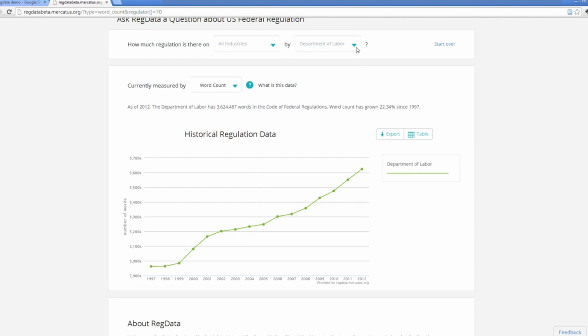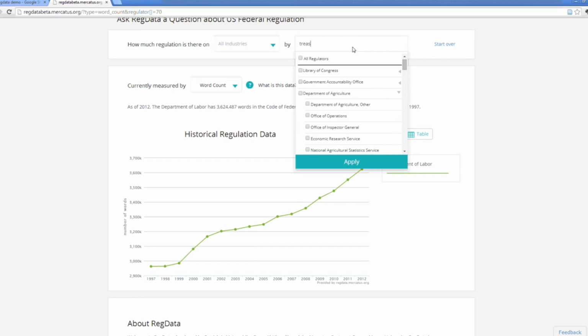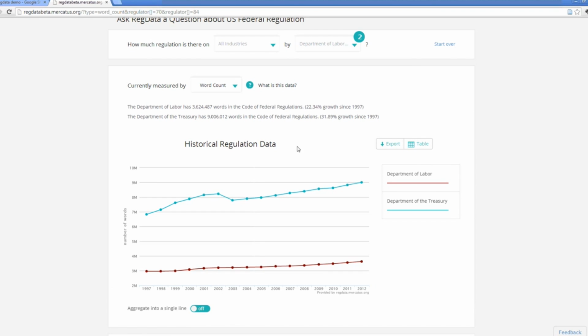Let's pick one more department, one that's more interesting. Department of the Treasury. So you can also type into this box. You couldn't see it, but I just typed Treasury into that search box, and then it showed me the departments and agencies that have that word included in it. And then I selected Department of Treasury. So now this graph is showing you at the top Department of Treasury and the bottom Department of Labor word counts over time. Department of Treasury has more words than the Department of Labor because IRS is there.